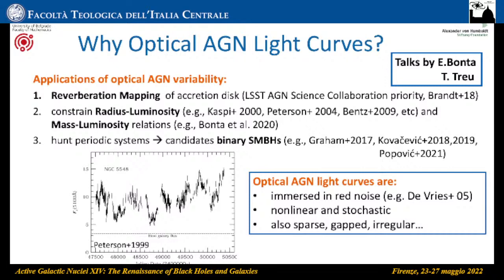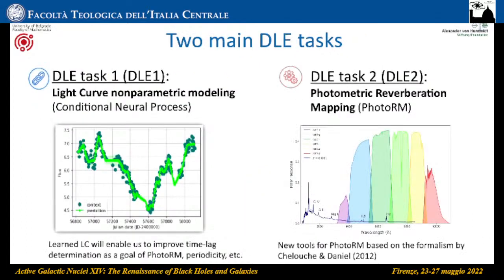If you want to extract reliable information, you have to think of a tool to address these light curves and basically do some preferentially non-parametric modeling of light curves. And these were the two main goals of our deep learning project: to see how we can use machine learning tools to model our light curves, and then employ these light curves for the photometric reverberation mapping.